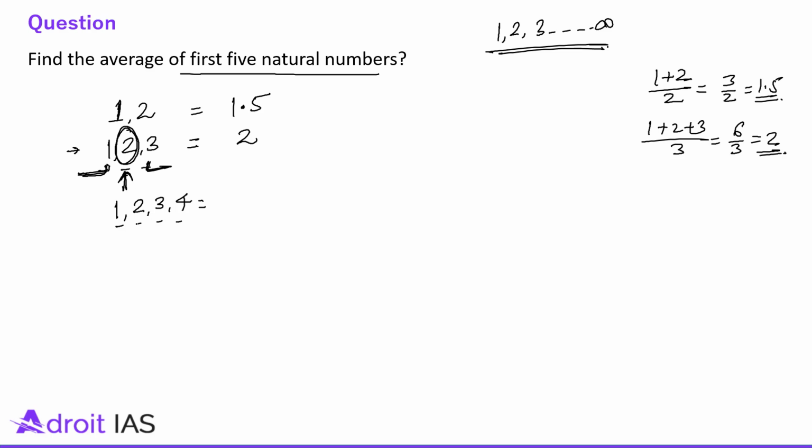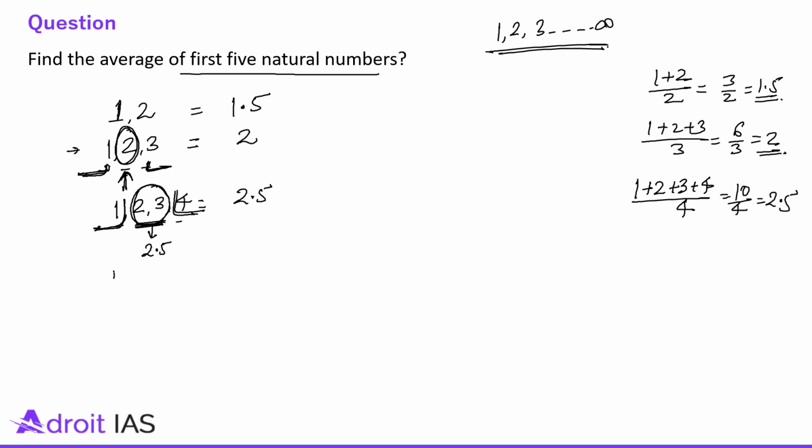Now this time there are 4 terms, so obviously we cannot find exactly the middle term here. But if we remove one term from here and one term from here, then the average of these two terms will be the average of the entire series. So the average of 2 and 3 will be 2.5, right? So the average of the entire series will be 2.5. And if we find this average with the mathematical definition, it is 1 plus 2 plus 3 plus 4 divided by 4, so this is 10 by 4, which is 2.5.